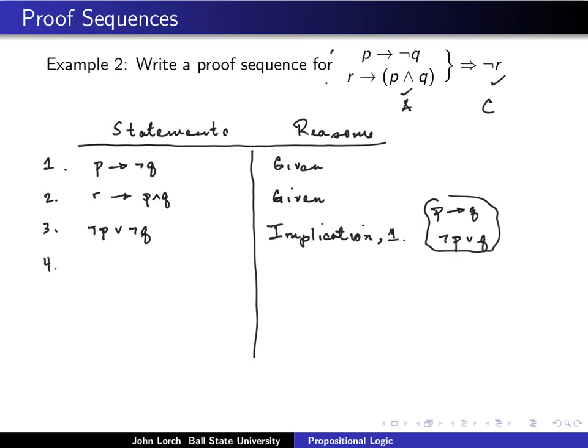Now, my second given statement involves an and. I can take this or statement in item 3 and turn it into an and statement if I use De Morgan's laws. So there we're using De Morgan in line 3.